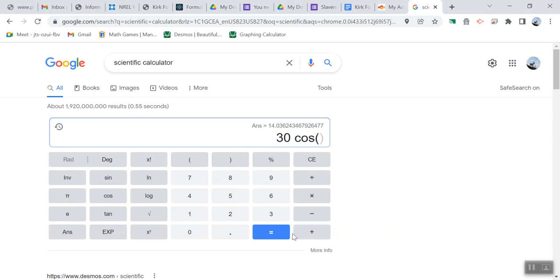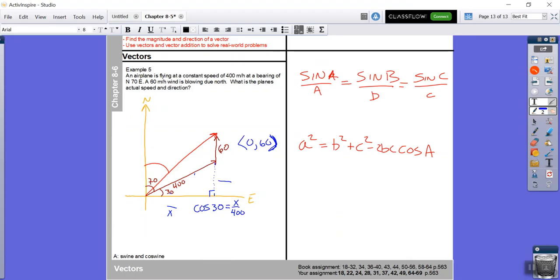Oh, geez. Clear it. One of these days I'll learn how to use the computer. So 400 times the cosine of 30. And so that means that component is 346.4.